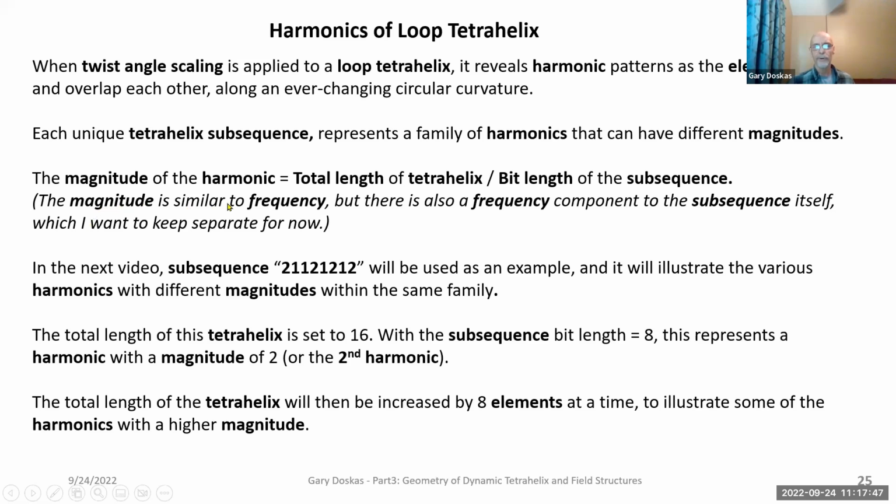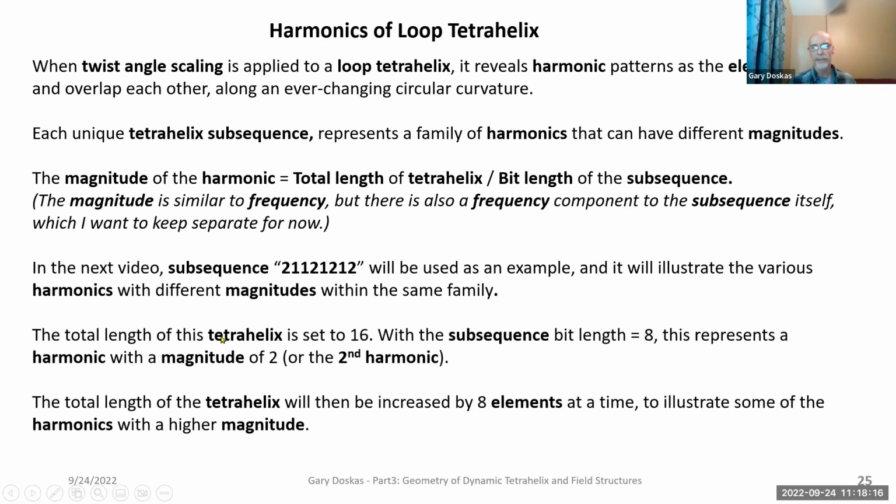Now the magnitude is similar to frequency, but there's also a frequency component to the subsequence itself of ones and zeros. So I wanted to keep that separate for now, and I'll just be using magnitude instead of frequency. In the next video, I'll be using a subsequence of 21, 12, 12, 12 as an example to illustrate in more detail some of the various harmonics with different magnitudes within this family.